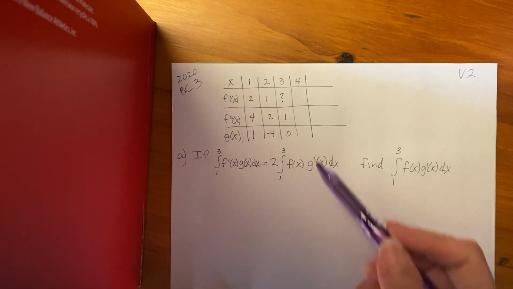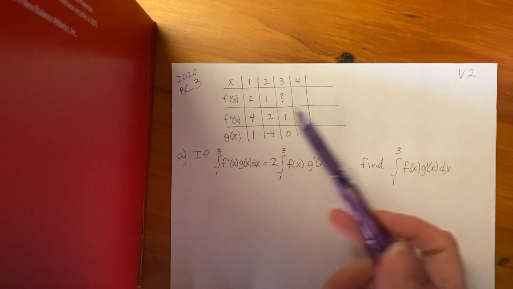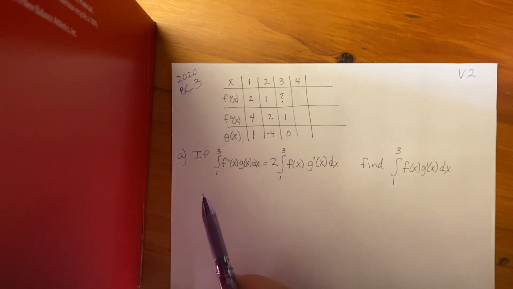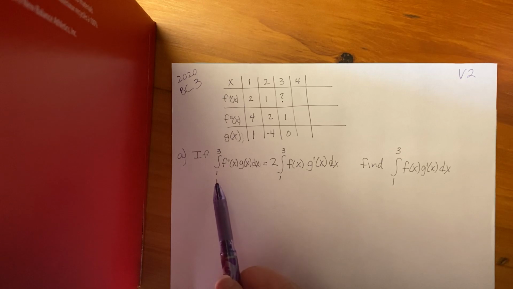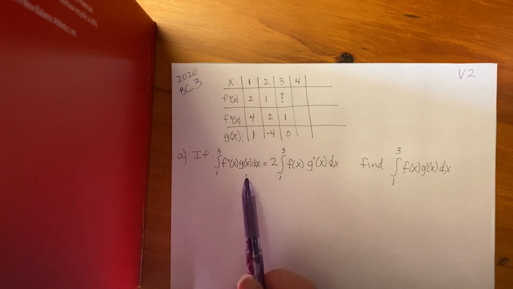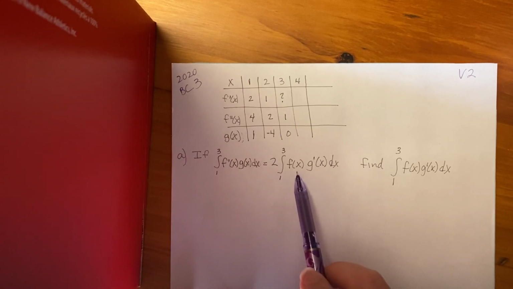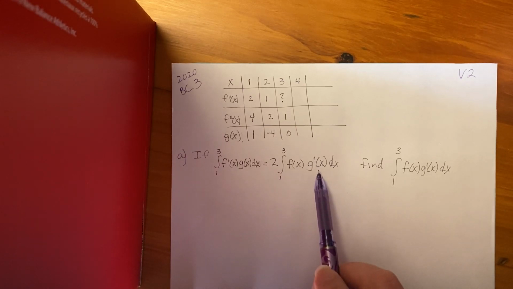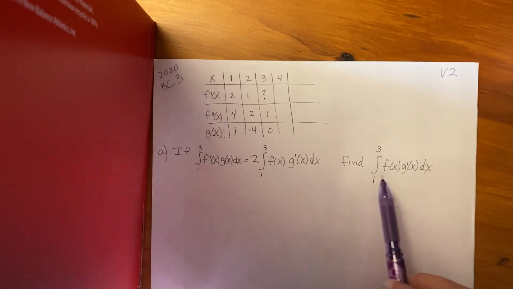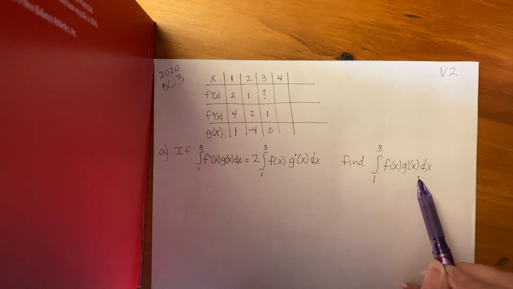So in the problem, you're given a table, so I tried to recreate what we needed from that table. In part A, you're told that if the integral from 1 to 3 of f prime times g prime equals 2 times the integral of f times g prime, find this integral. Find this integral from 1 to 3 of f times g prime.